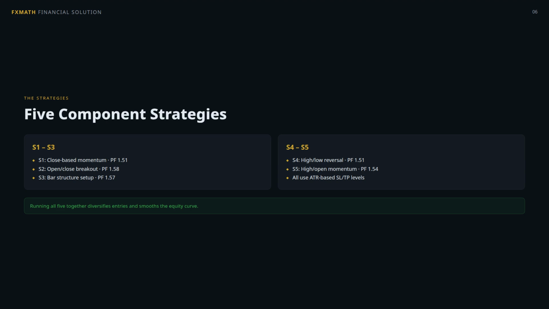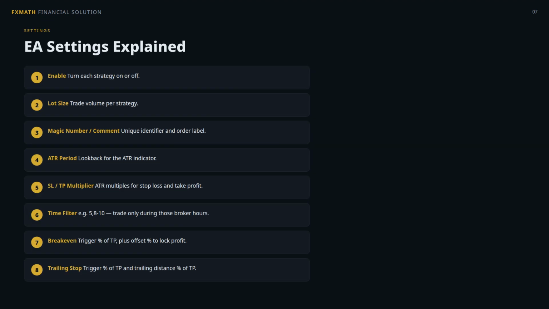Settings are grouped by strategy. For each of the 5 strategies, you can set the lot size, magic number, trade comment, ATR period, stop-loss, and take-profit multipliers, a time filter, and an optional break-even plus trailing stop. Break-even and trailing are driven by a percentage of the take-profit distance, so they scale automatically with volatility.